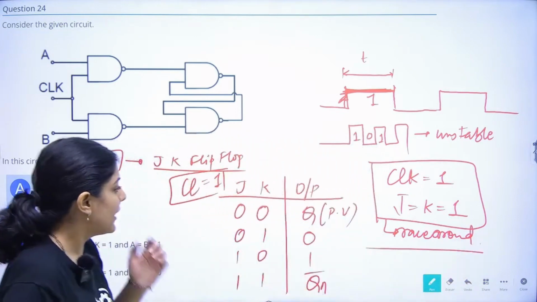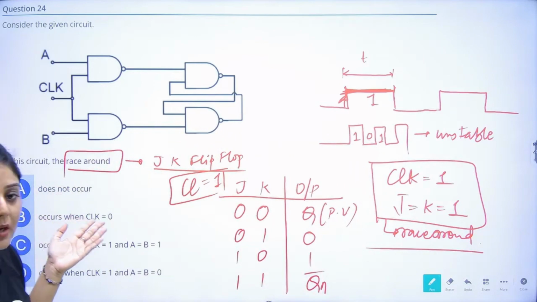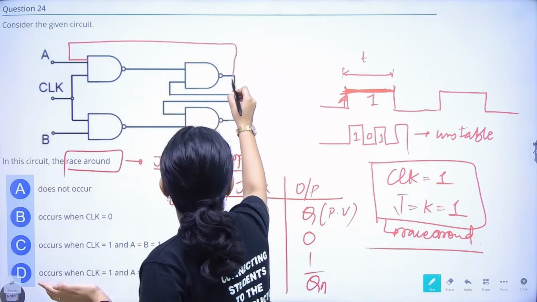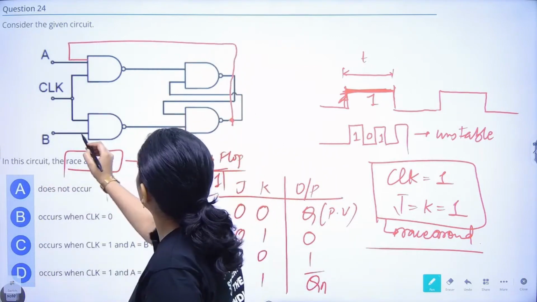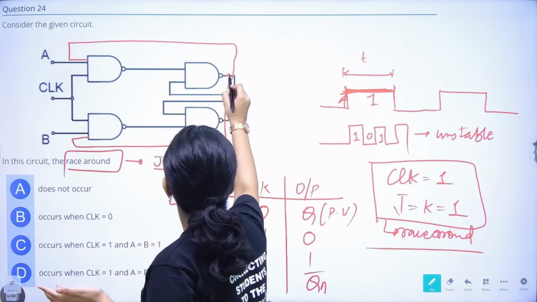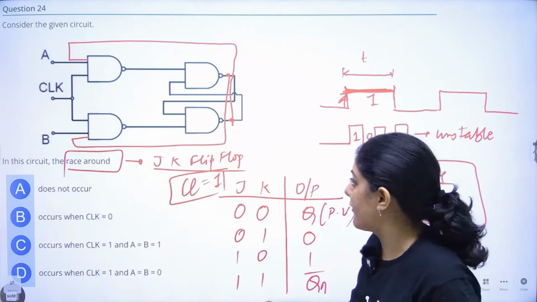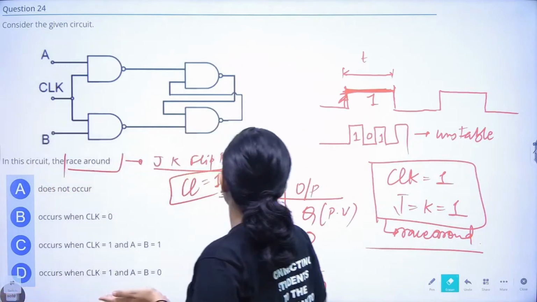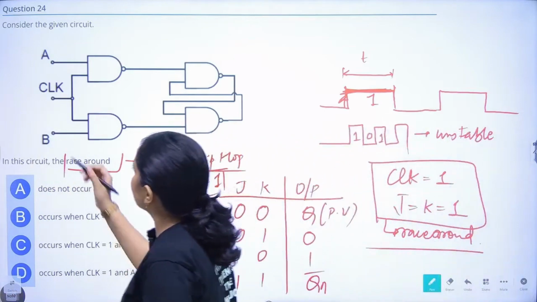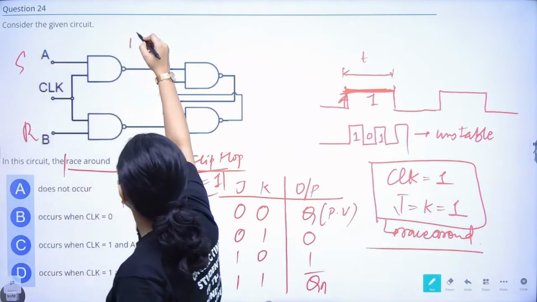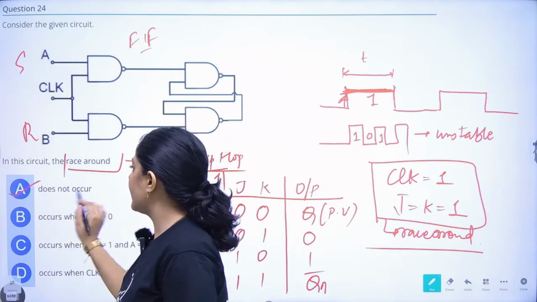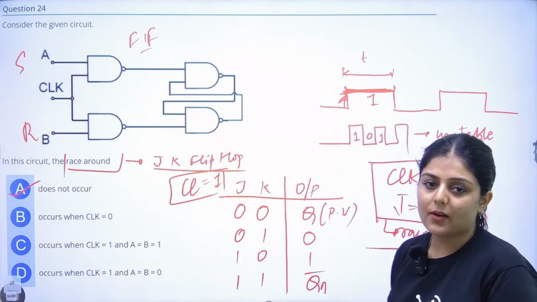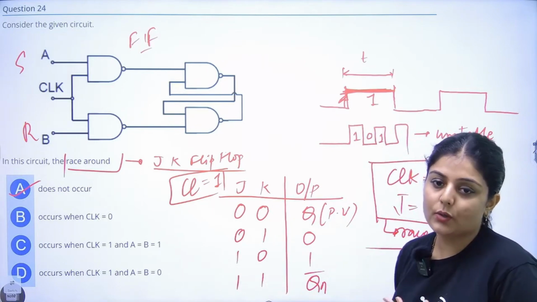this is the condition for race around. Now, if you see this diagram, this is not a JK flip-flop, since a JK flip-flop is connected somewhat like this. This is the circuit diagram for a JK flip-flop. The previous one is the circuit for an SR flip-flop, and there is no race around condition in an SR flip-flop. So race around condition does not occur in this particular circuit. You have to remember the circuits for flip-flops also. This is how an SR flip-flop implemented with NAND gates looks like.